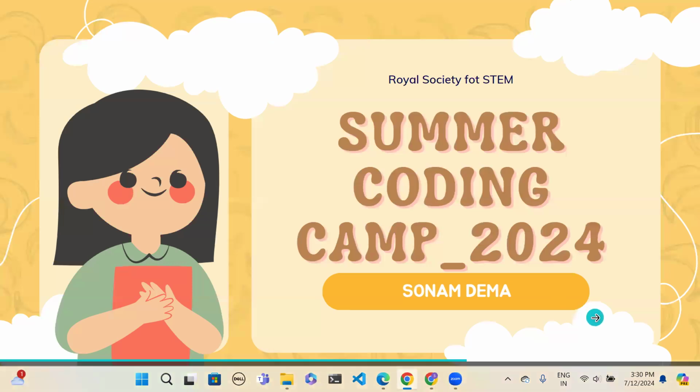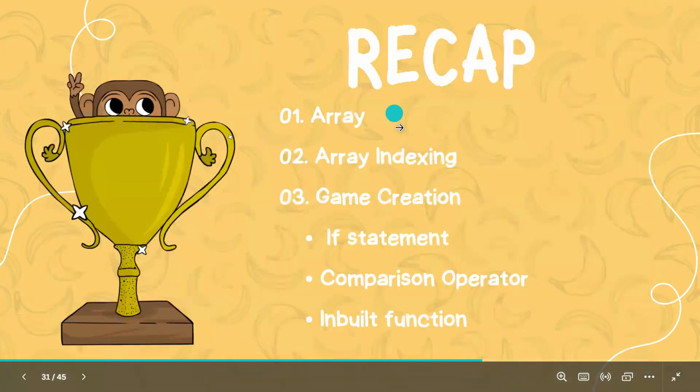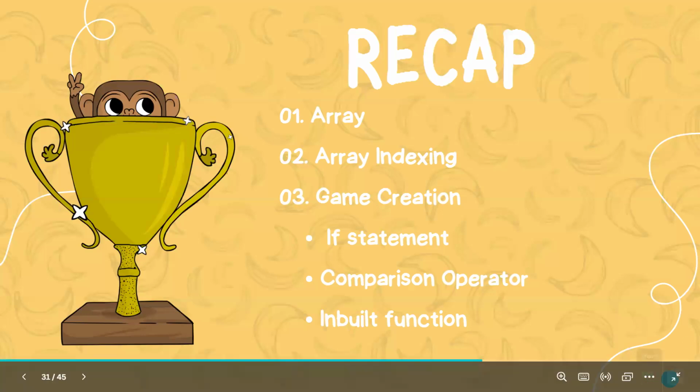So we will start our class, but as usual, by collecting what we have learned in the previous class. Yesterday we learned array indexing and game creation. We did the game creation exercise. We have learned the coding concept of if statements and comparison operators, and we used the inbuilt function in the game creation. We have done till exercise 11, right?